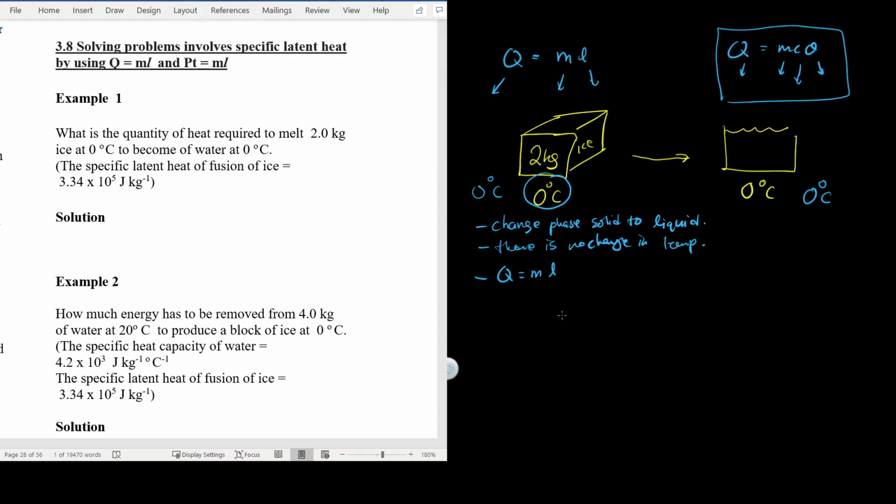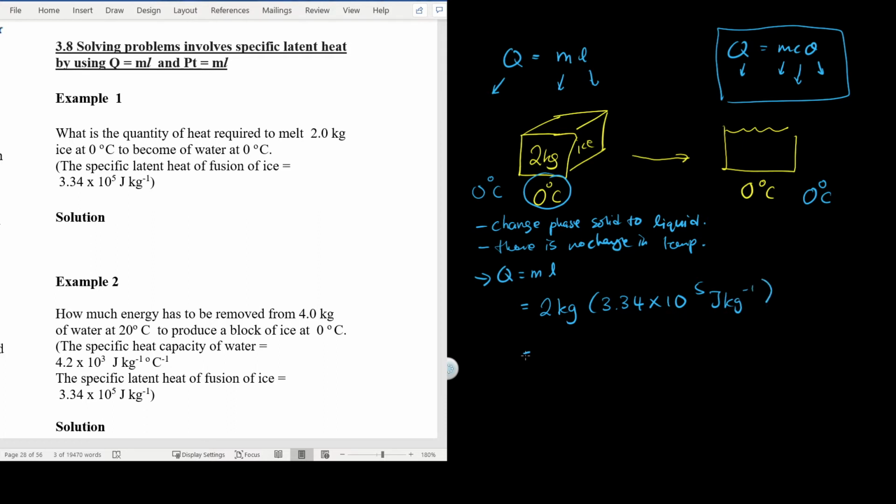So what is the quantity of heat? Q equals ml. First, write your formula. Q is the amount of heat. The question asks us to find the quantity of heat, so it should be the value of Q. We want to find Q. And then just substitute the values. What about the mass? Mass is 2 kilograms. And L is the specific latent heat of fusion of this substance, which is already given as 3.34 times 10 to the power of 5 joule per kilogram.